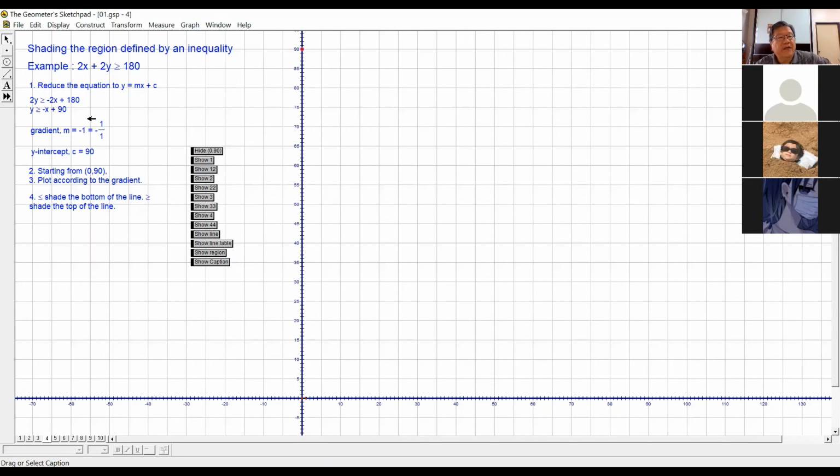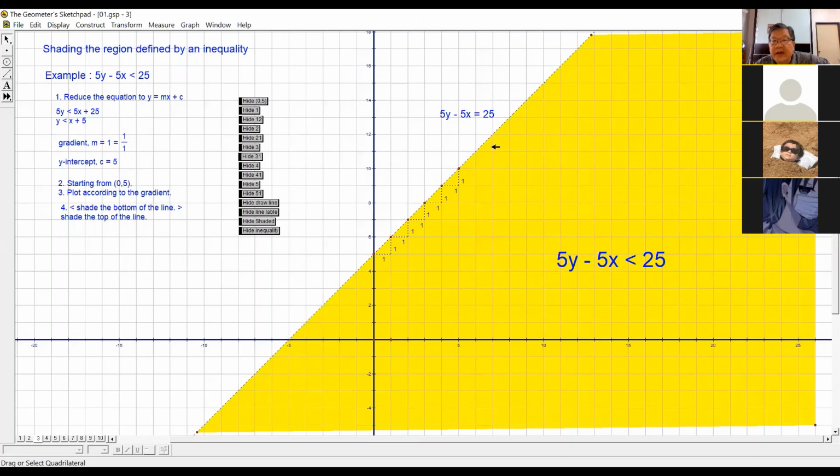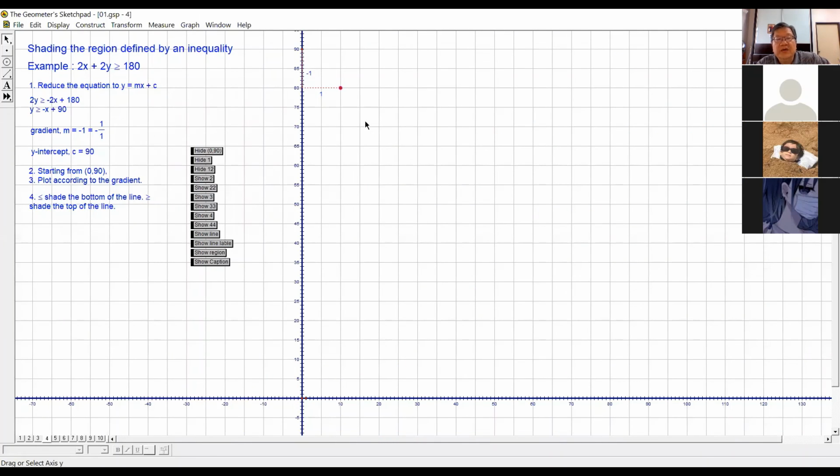So, negative 1 over 1 is like this: here 1 and here 1. This is the point. So, negative is this way, and positive is the other way. Positive, you go this side. If it is negative, you go this side.